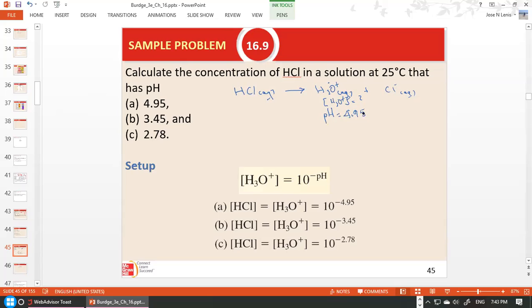So we go the opposite. What is the formula? The one we learned on the previous video. Concentration of H3O plus equals 10 to the negative pH. So the concentration of H3O plus is going to be 10 to the negative, this is the formula, 10 to the negative pH. And what is the pH? 4.95.